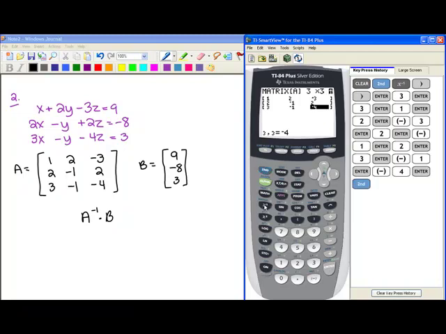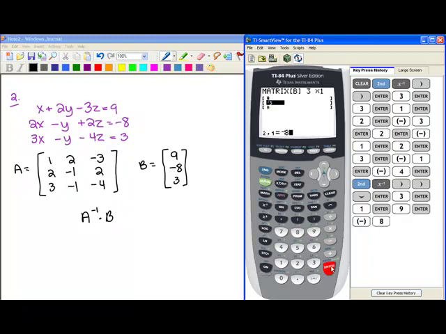Now let's go enter in matrix B. Second matrix. Go to the right to edit and choose matrix B. The order of matrix B is a 3 by 1. So we'll type this in at the top. We have 9, negative 8, and 3 in this matrix. Now we need to get back to the home screen, so press second mode.